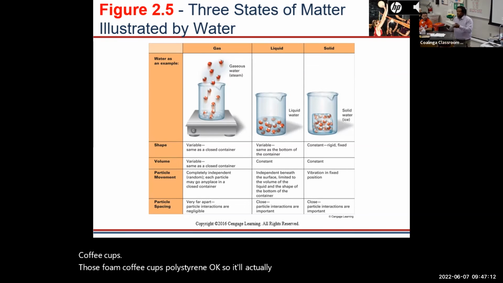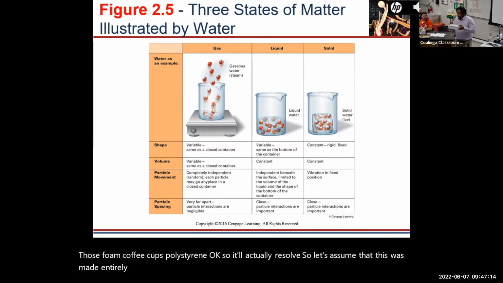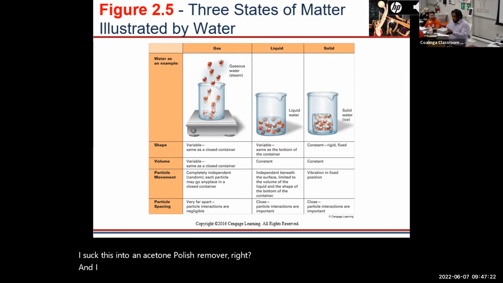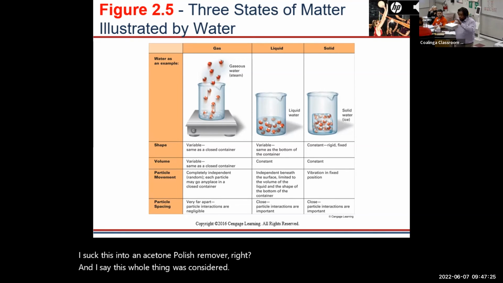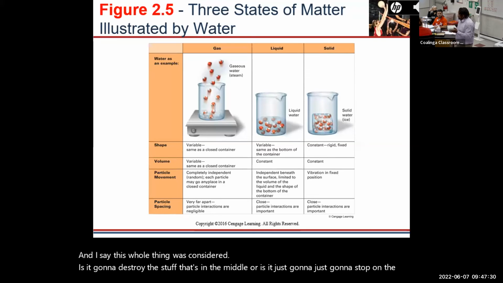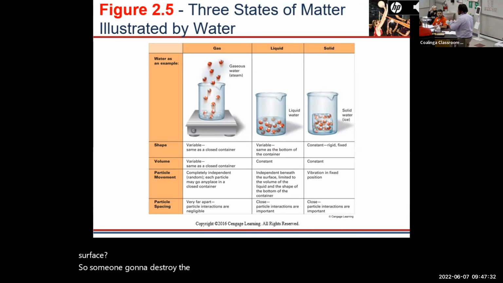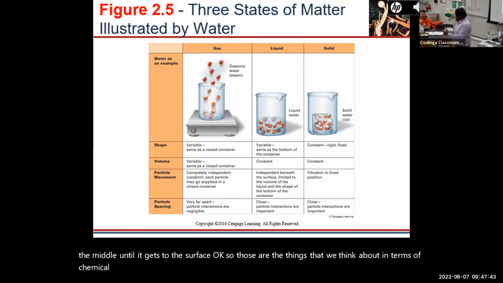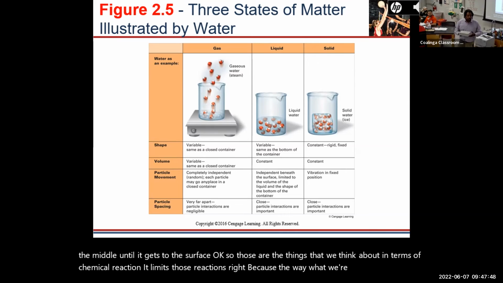So let's assume that this was made entirely of polystyrene. Now I stuck this into acetone, polish remover, right? And let's say this whole thing was polystyrene. Is it going to destroy the stuff that's in the middle, or is it just going to destroy the stuff on the surface? Okay, so it's only going to destroy the stuff on the surface because it's not going to get a chance to get to the middle until it gets through that surface. So those are the things that we think about in terms of chemical reactions. It limits those reactions, right? Because the way we're using something can limit how it is going to behave.